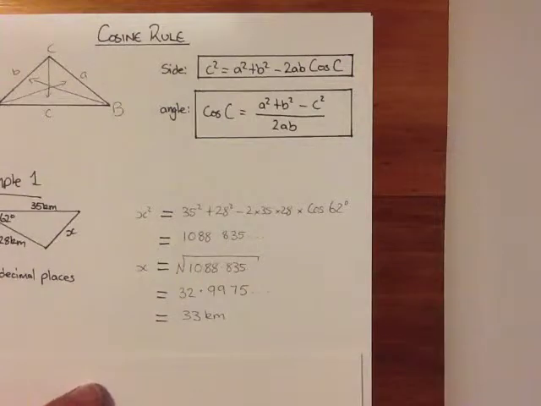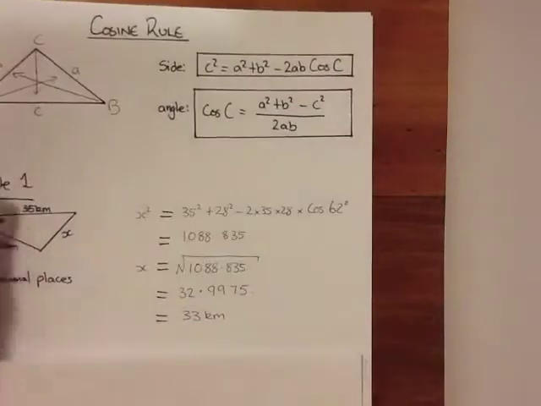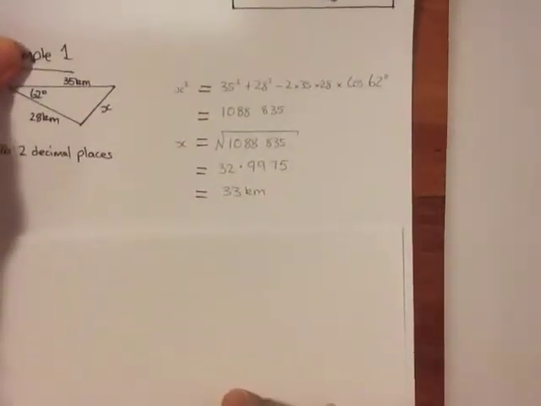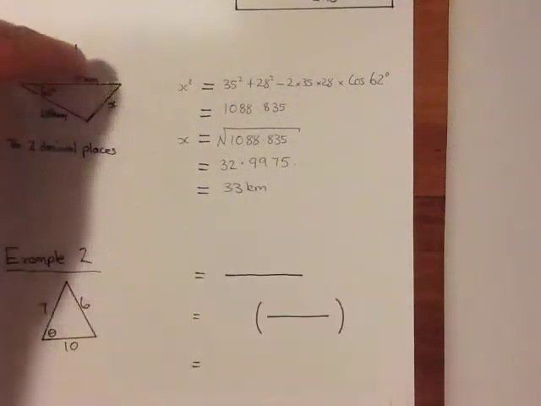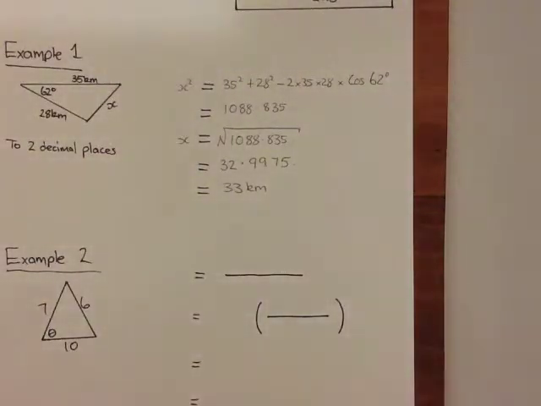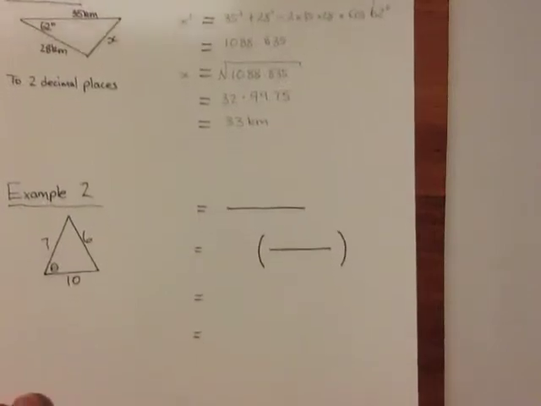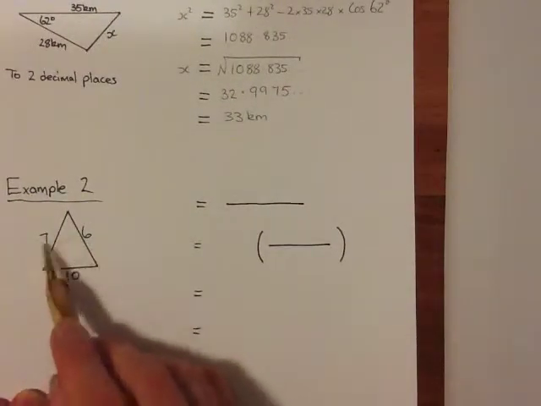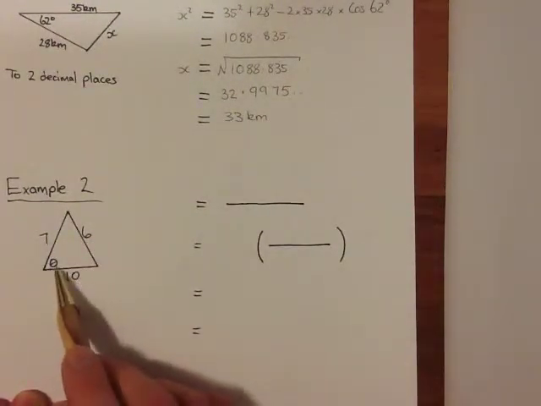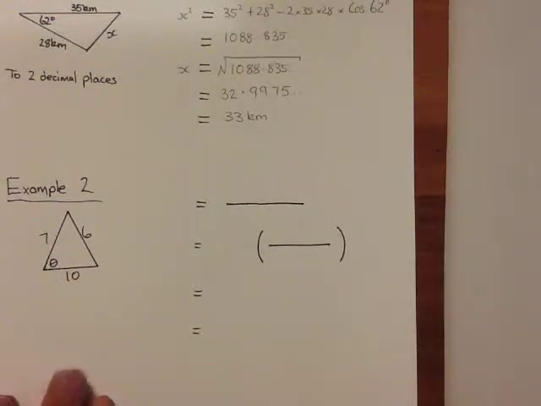kilometers. Now let's look at an example that consists of us asking to find an angle. Here we can see in example 2, again, we have four pieces of information, and our unknown this time is going to be an angle, so we're going to use the angle rule. Cos C is equal to a squared plus b squared minus c squared all over 2 times a times b.